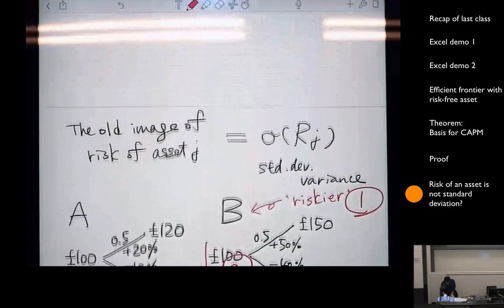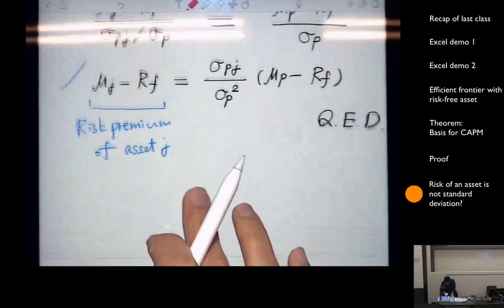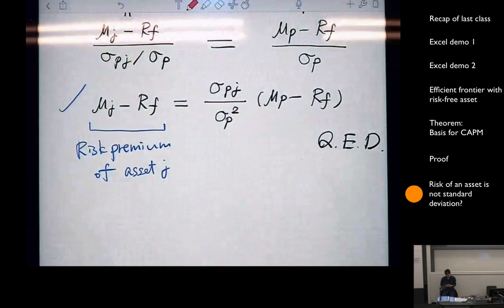Now let's go back to this equation. The left-hand side is the risk premium of asset J. If asset J is very risky, the risk premium should be high. If asset J is safe, then the risk premium can be small. That's the high risk, high return principle. The left-hand side is the risk premium of asset J. This should be large if asset J is risky.